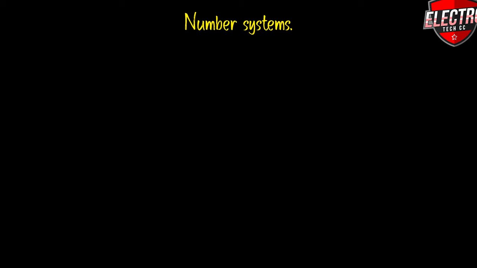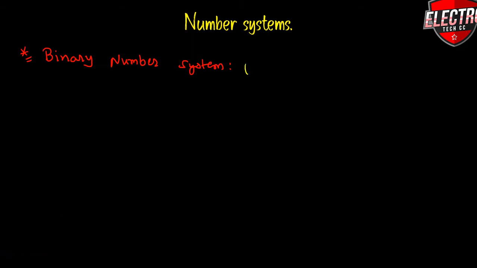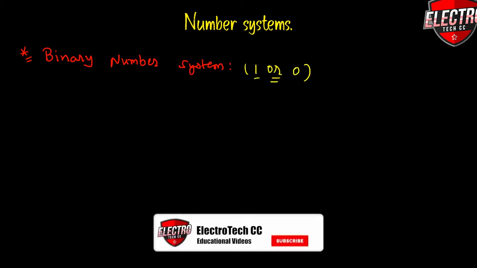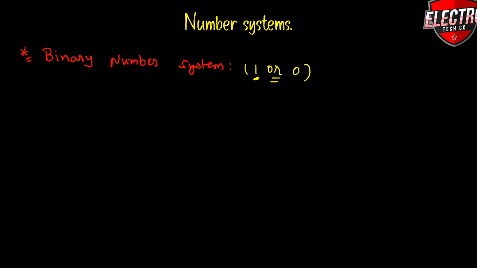So let's start with the first number system, and the most important in digital systems is the binary number system. A binary number system uses two distinct values, 1 or 0, and the largest value in this binary number system is 1. So let us discuss how the binary number system works.